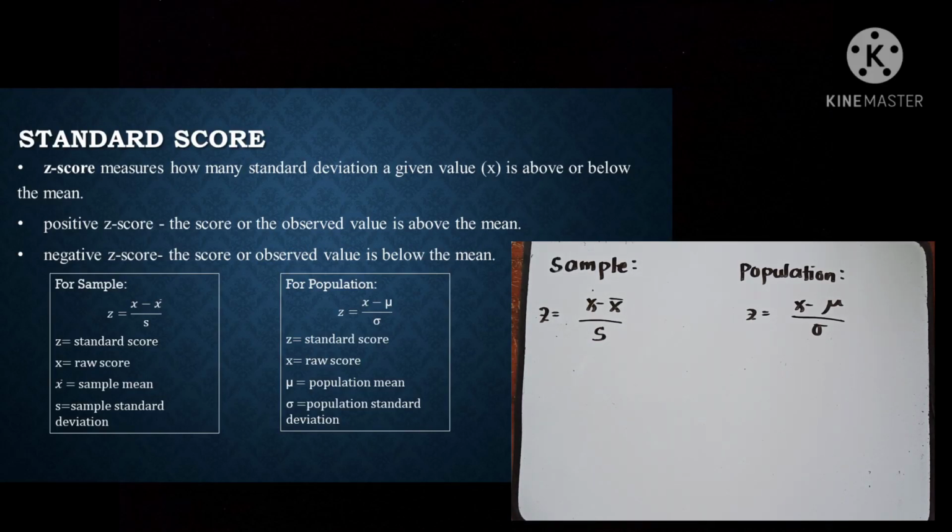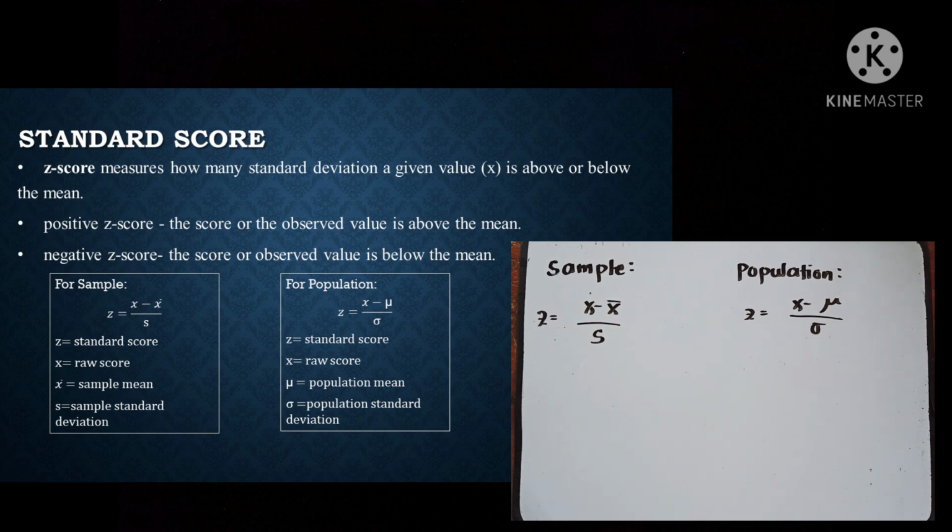Okay, so ngayon naman, we will discuss about the standard score or z-score. Standard score or z-score measures how many standard deviations a given value of x is above or below the mean. Siya rin yung nagsasabi kung gaano ba kalayo yung ino-observe natin na value doon sa mean.